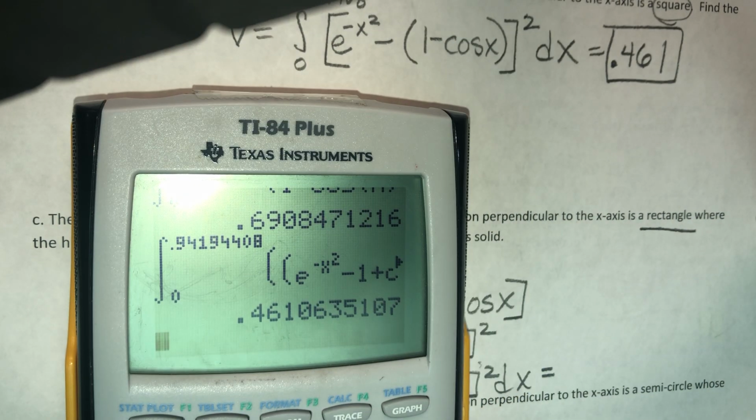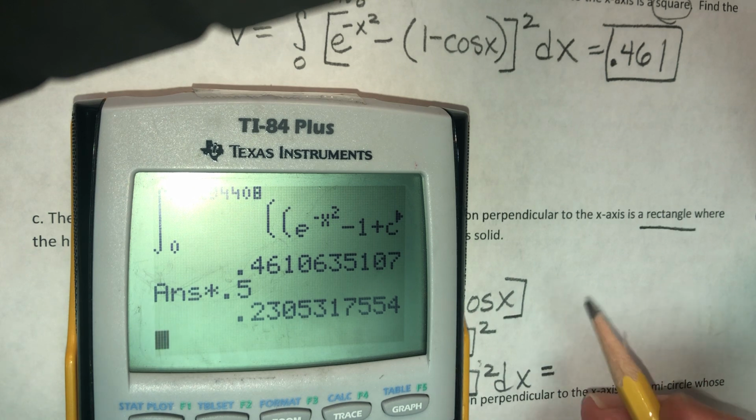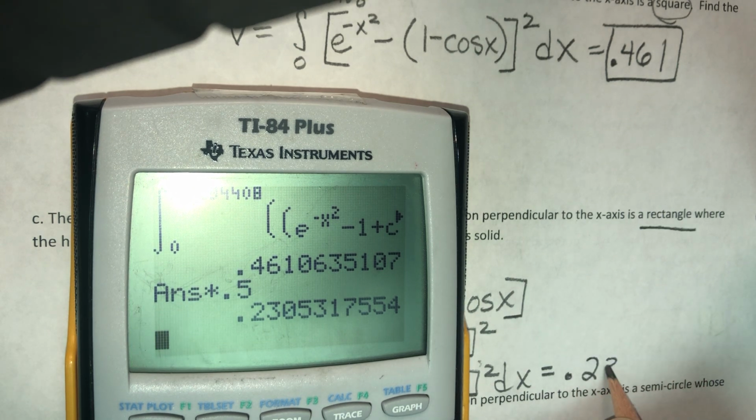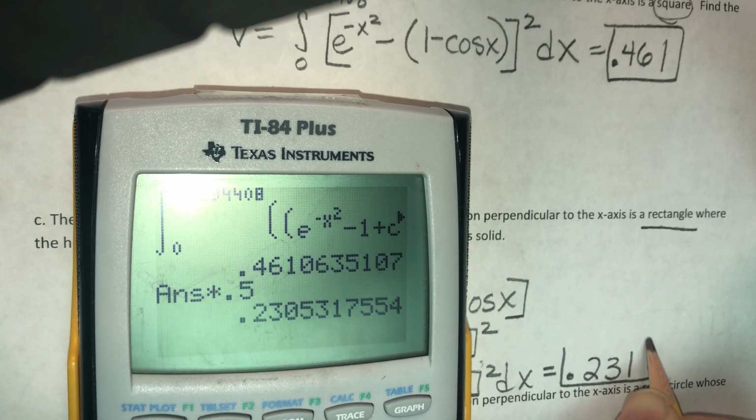I'm going to take this answer I just got and go times 0.5. 0.231 is the answer.